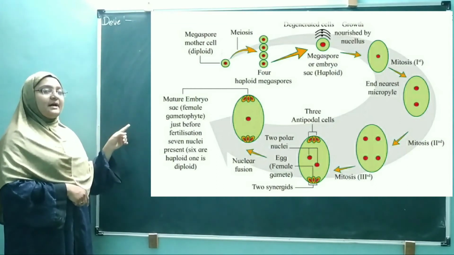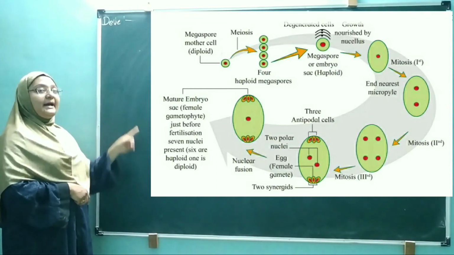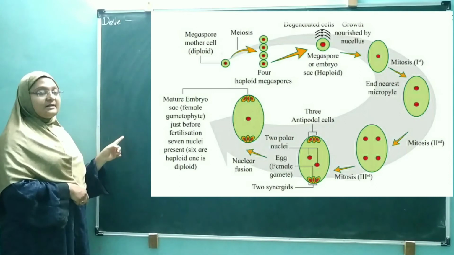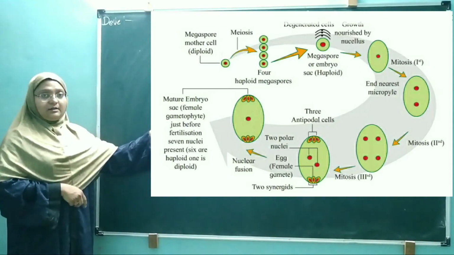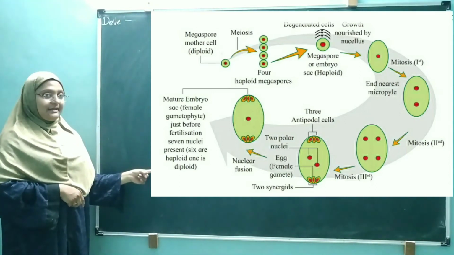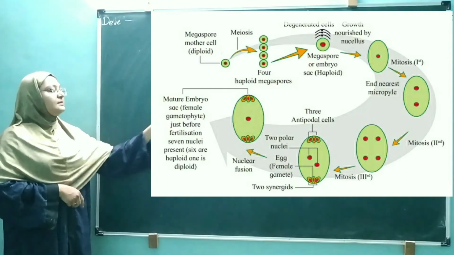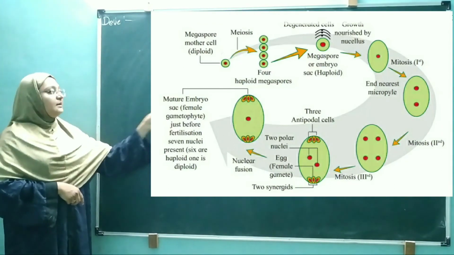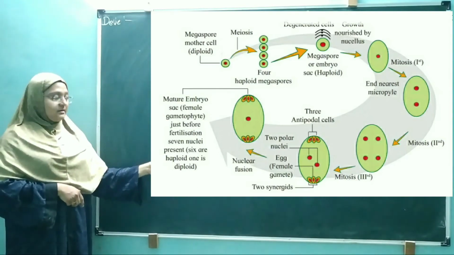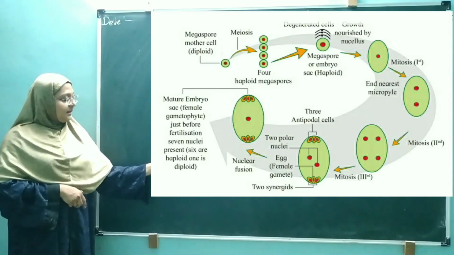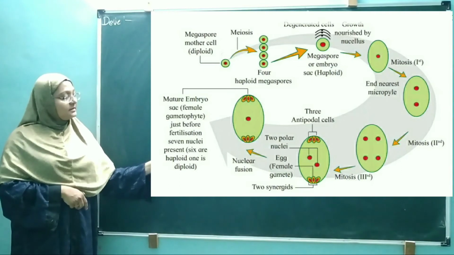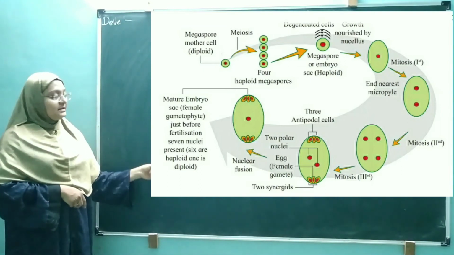Now this embryo sac is 7-celled and 8-nucleated. 7 cells, how? 3 cells at the chalazal end, the antipodal cells. 3 cells at the micropylar end, 2 synergids and 1 egg cell. 3 and 3 make 6, and the middle one makes the 7th cell.